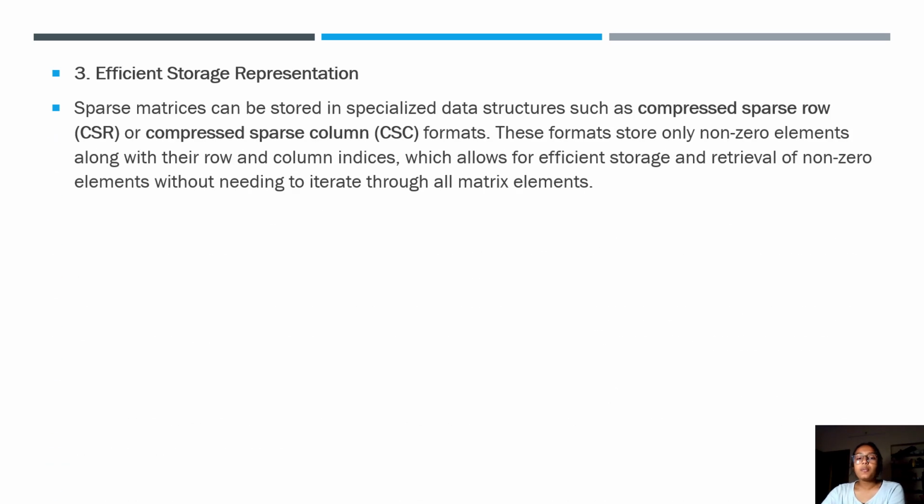We have the concept of efficient storage representation. In this representation, we use specialized data structures to store them, either in a compressed sparse row format or in a compressed sparse column format. These formats only store the non-zero elements along with their row and column indices, which makes it easier to access and retrieve non-zero elements without needing to iterate through all the elements of the matrix. If we want to access a certain element in the fourth row, third column of a given matrix, we wouldn't have to read all the data or traverse through all the elements of the matrix, since we know the exact location of this element in the matrix.